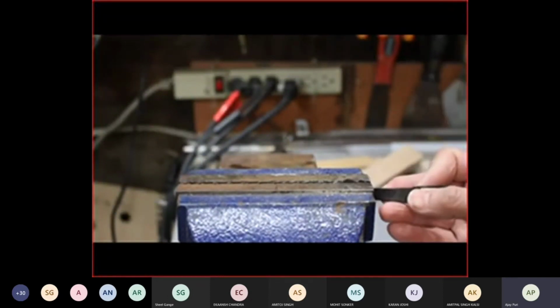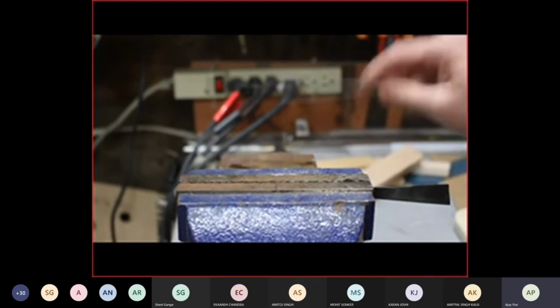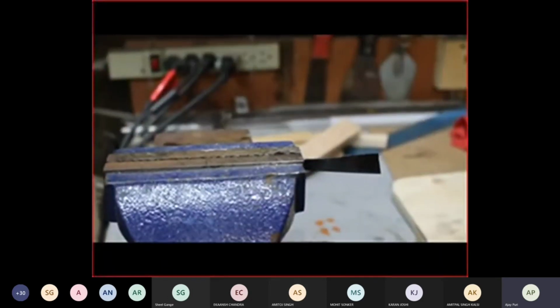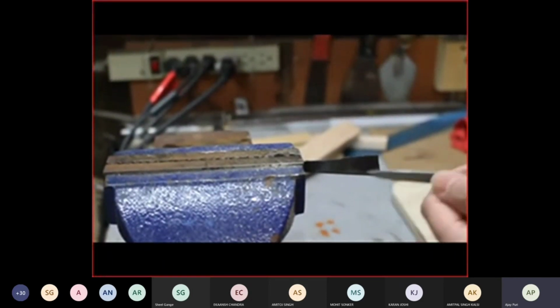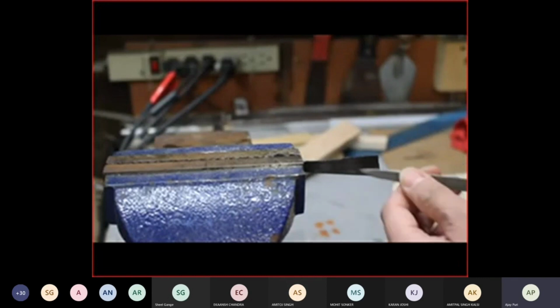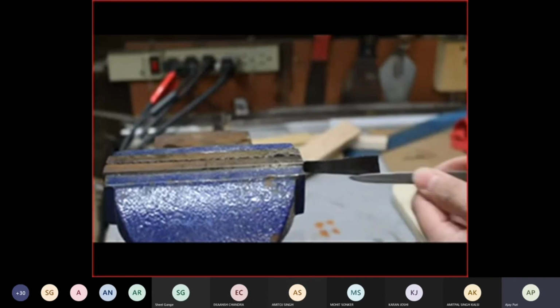This is the high carbon steel. Skates over the metal. If I work at it long enough, it'll just ruin my file probably. But see, skates over it.